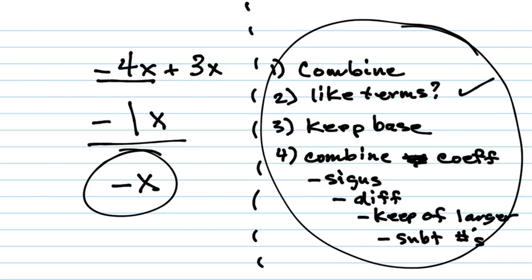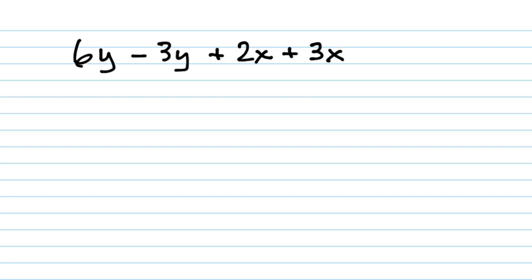Yes? Would this be the same if it was like 3 or 4 or 5 terms? Yep, that's what we're going to look at. Yes, the process never changes. So let's say we have 6y minus 3y plus 2x plus 3x minus 6x squared.